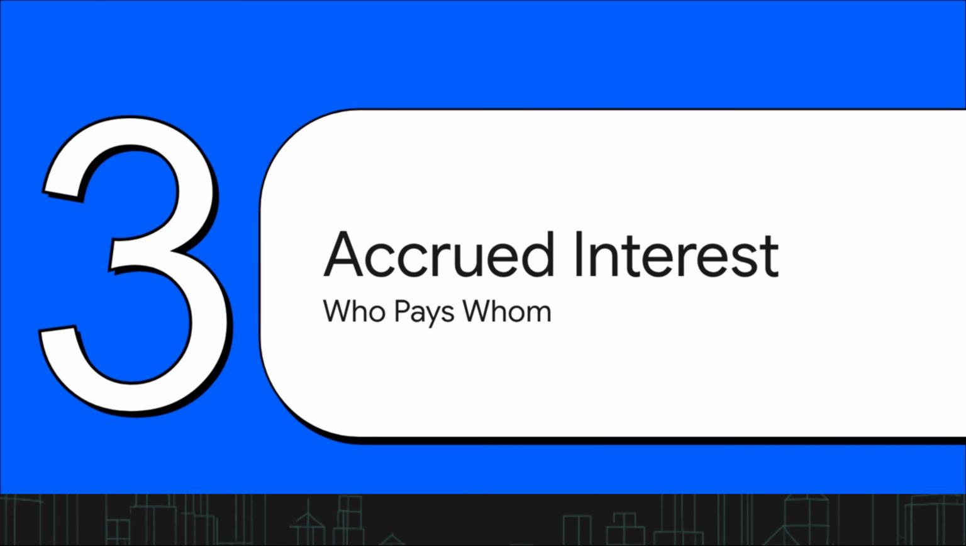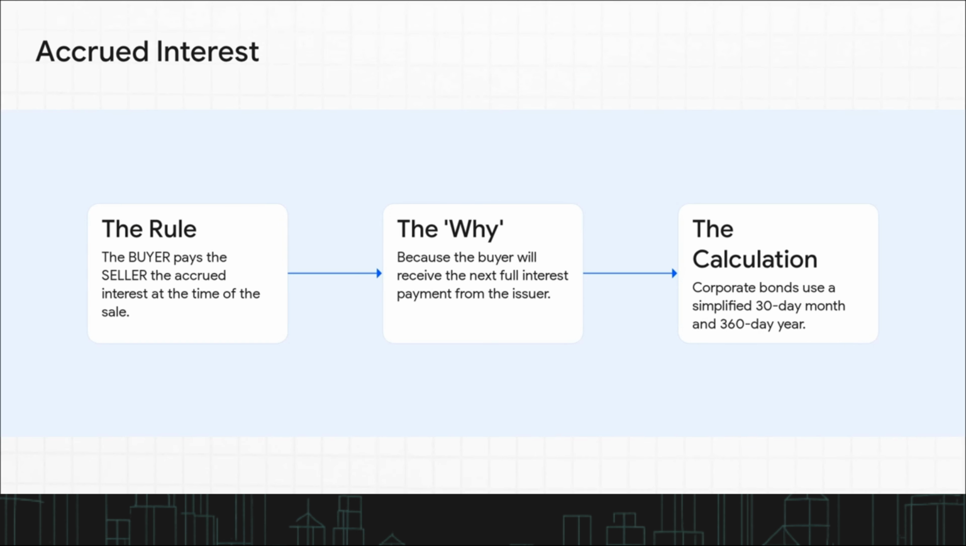Okay, let's shift gears and tackle a little detail that trips up a lot of people: accrued interest. So, what happens when a bond is sold between its interest payment dates? Who gets the interest that's been earned but hasn't actually been paid out yet? The rule is simple: the buyer pays the seller. Now, why?